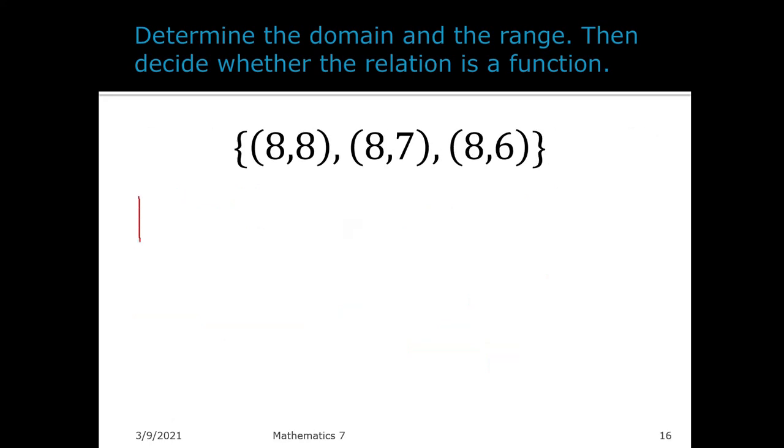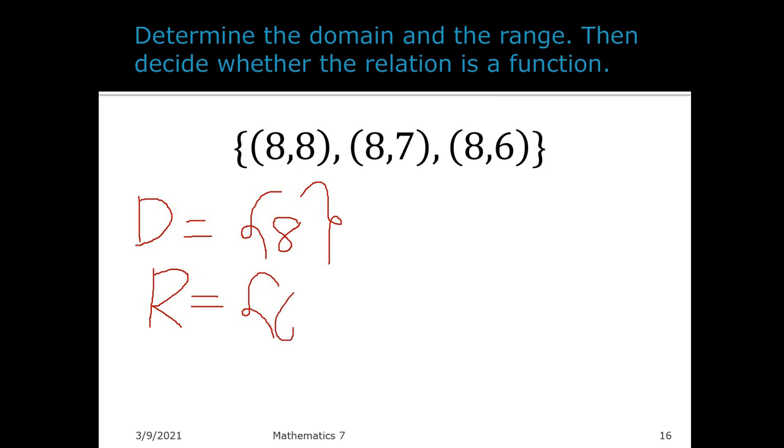So here, in our domain, 8 repeats 3 times. So we only write 8, and our range is 6, 7, 8. Is this a function or a relation? This is a mere relation because 8 is being repeated.